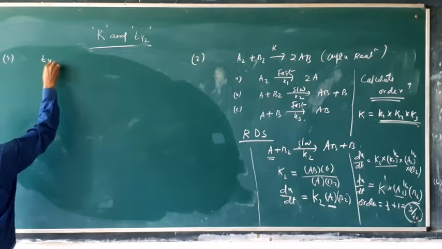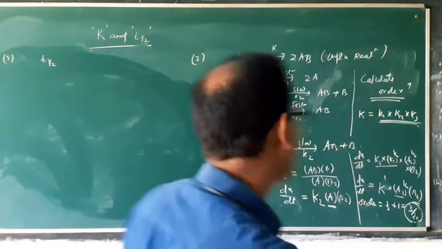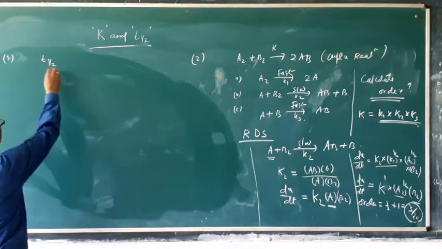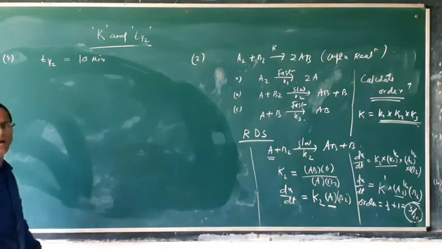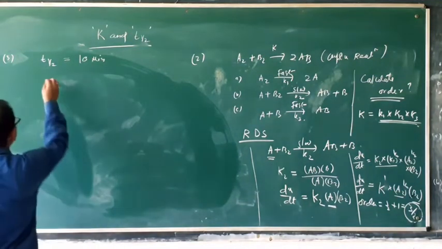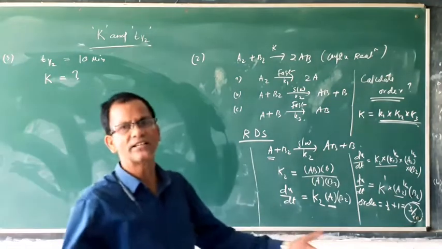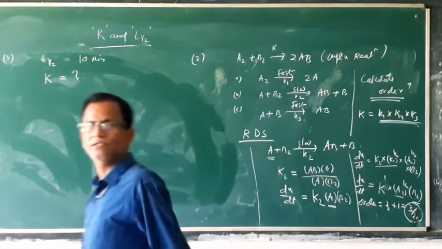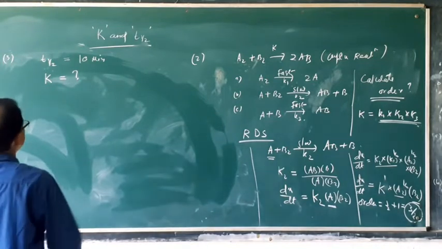T half is given. I am discussing the problem in terms of data, not the language, so that you can know how to solve the problem. T half is given. Let the T half of the reaction be 10 minutes. As per the question, half-life period is given, and the question is to calculate K. So the half-life period of the reaction is 10 minutes. Then what will be the rate constant? Consider it is a first order reaction.